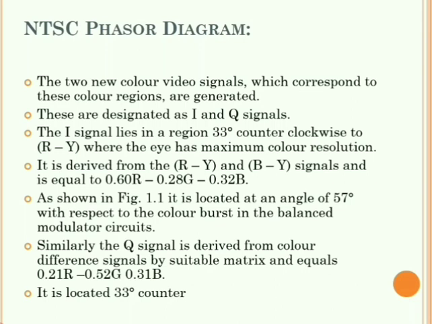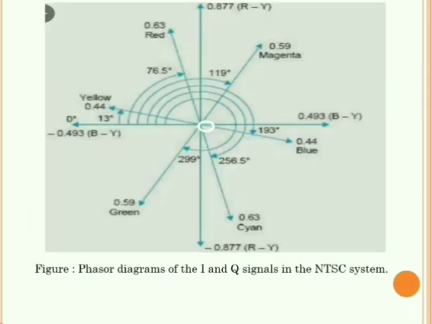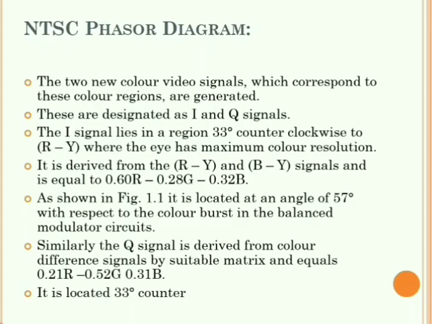The I signal lies in a region 33 degrees counterclockwise to R minus Y, where the I has maximum color resolution. You can see it in the diagram here. The I signal is formed counterclockwise to the R minus Y. You can see the vertical line, that is 0.877 R minus Y. This is R minus Y. The counterclockwise signal, that is the red signal here, and the I signal is formed counterclockwise to that particular signal, that is 33 degrees.